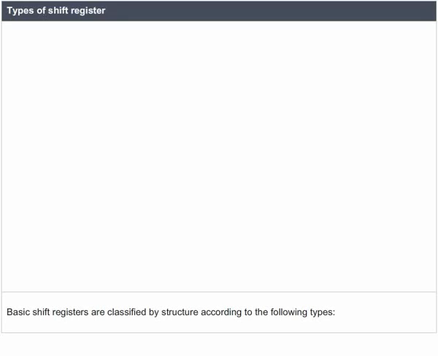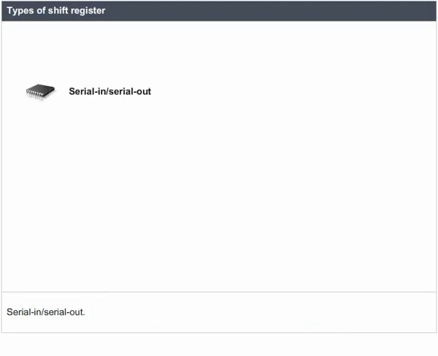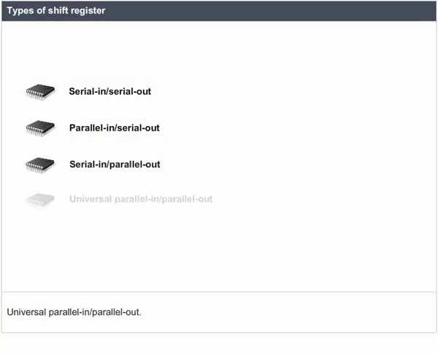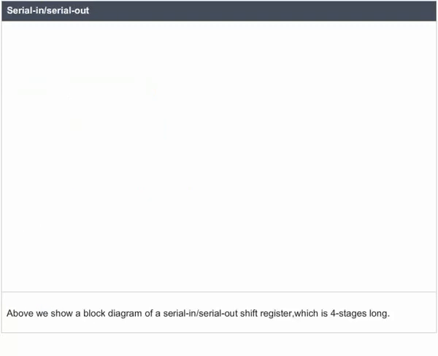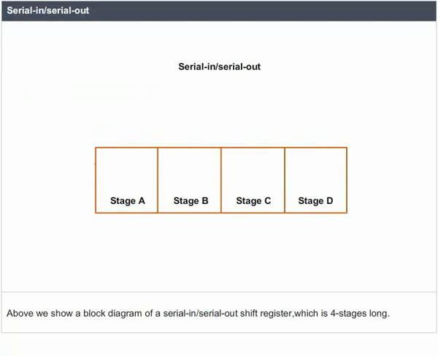Types of shift register. Basic shift registers are classified by structure according to the following types: serial in, serial out; parallel in, serial out; serial in, parallel out; universal parallel in, parallel out; and ring counter. Serial in, serial out.